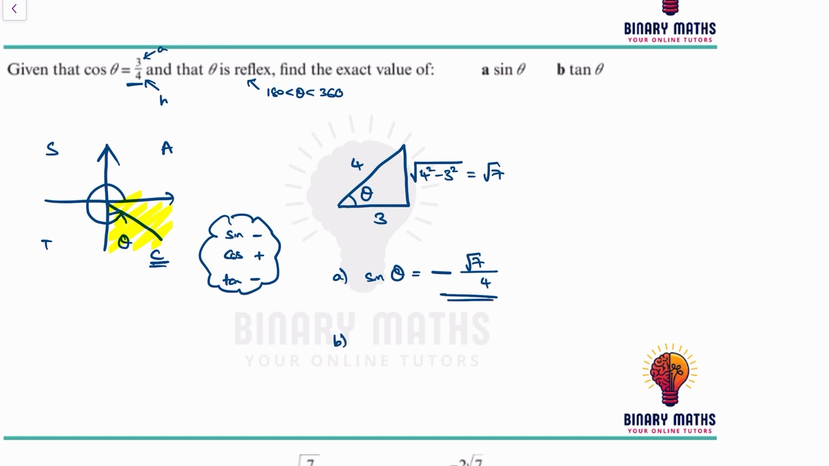Okay, B is tan theta, which is, again it's negative first, opposite over adjacent, which is root 7 over 3.